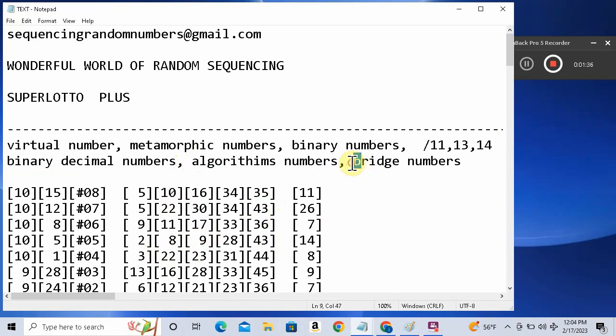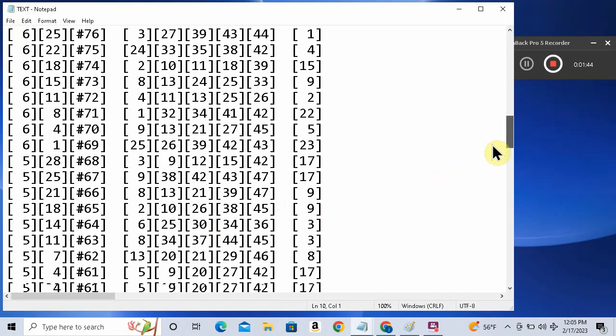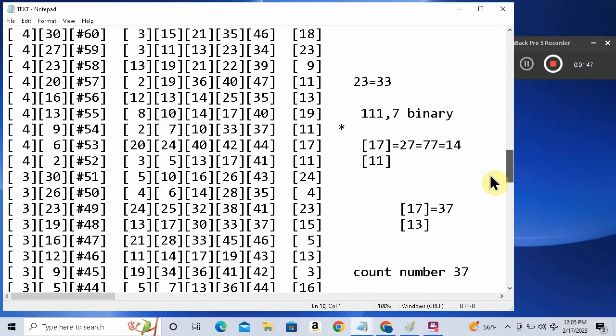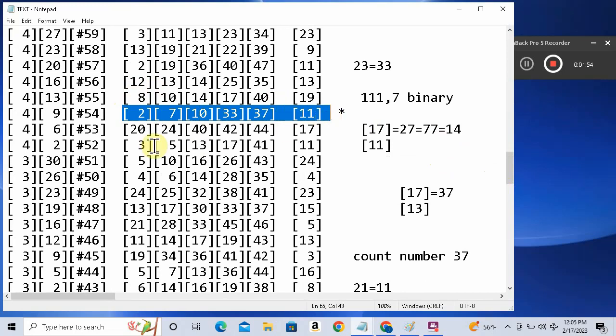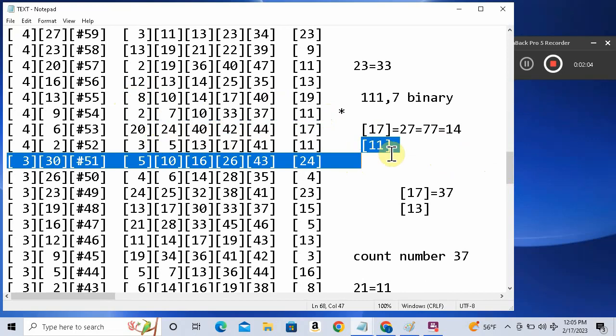And we have bridge numbers. They help to link sequences, and that's the 11, 13, and 14. We're going to be talking about this particular sequence right here and how it transpired and came about here. It's 27. This is 27. This is 10, 33, 37, and 11. So we'll first talk about this sequence in particular.